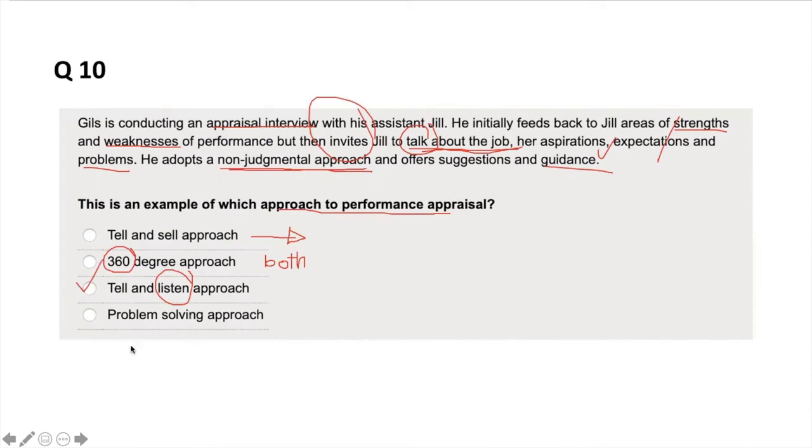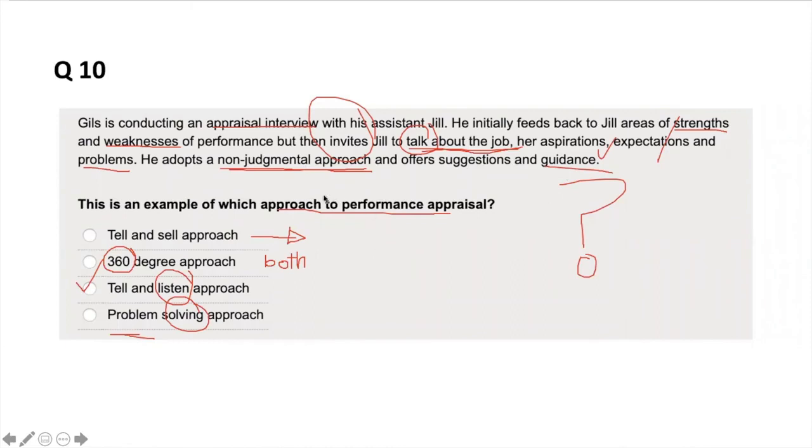But let's see. The problem-solving approach is what? Solving a problem. Is there any problem noted in this? No, there is no problem in this story. Jill is conducting an appraisal interview. He initially feeds back to Jill the strengths and weaknesses, and then tells Jill, okay, can you please talk to me about your aspirations, your expectations, and any problems you have? But they're not solving anything. He adopts a non-judgmental approach and just offers suggestions and guidance.